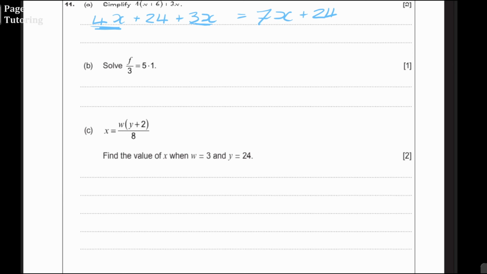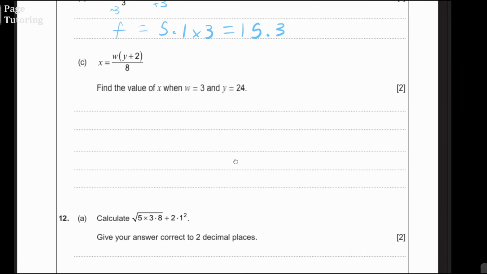Part B, we're going to solve for this f over 3 equals 5.1. Well, when you're solving, that means you're going to find that value of f. We want f on one side on its own. To do that, we need to get rid of that divide by 3. So we're going to times both sides by 3. We'll end up with f equals 5.1 times 3. You can put that into your calculator, but I can do that in my head. So that's just 15.3.